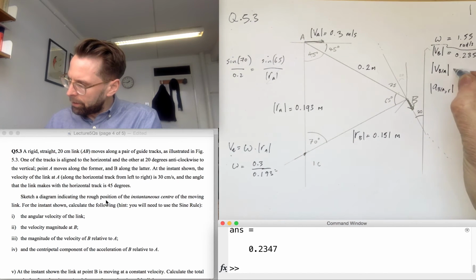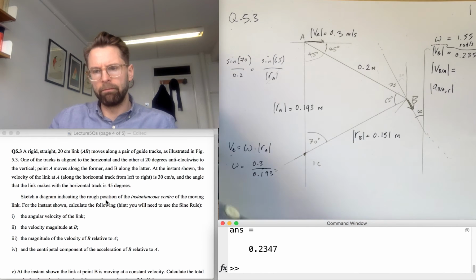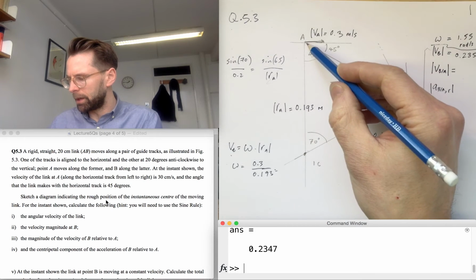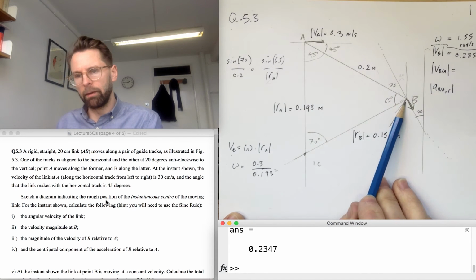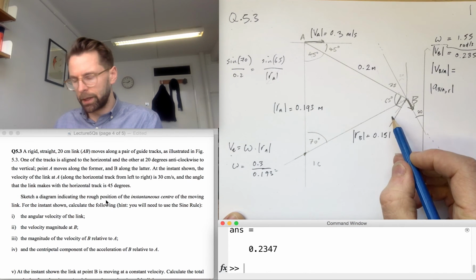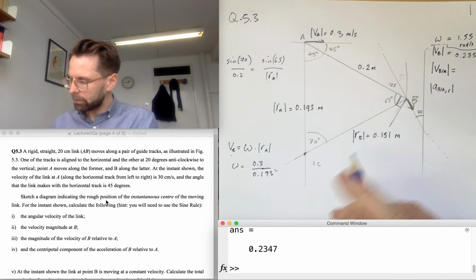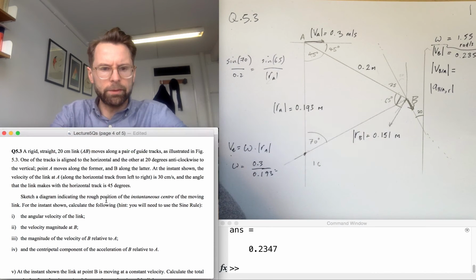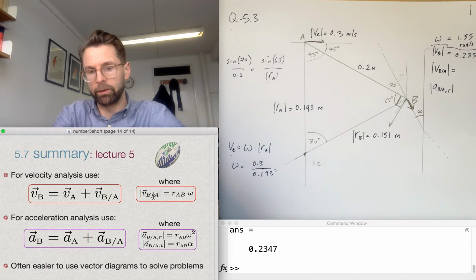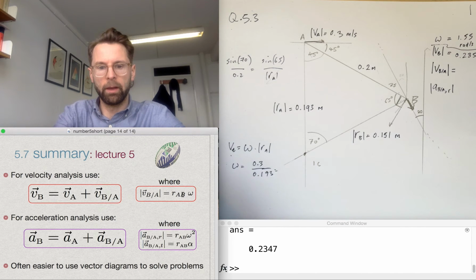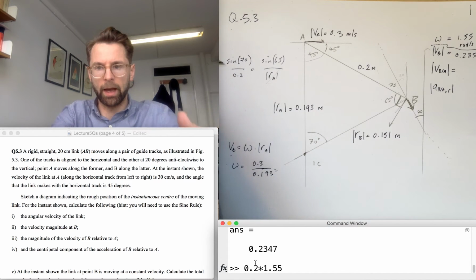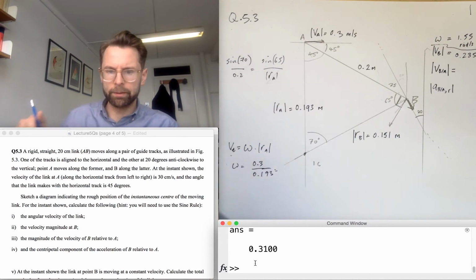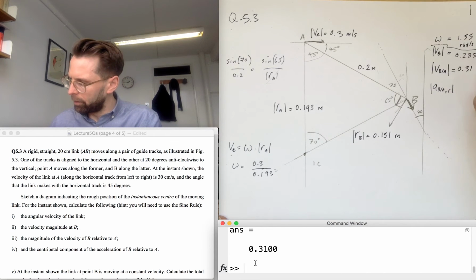And now it asks us for the velocity of B relative to A, and as I mentioned, the velocity of B relative to A has got to be perpendicular to the link AB. So it's like a fixed axis rotation of B around A. So that's 90 degrees. So this angle here would be 90 minus 65, whatever that is. And we know from our lecture notes that the magnitude of the velocity of B relative to A is the angular velocity of the link, which we've worked out earlier, multiplied by the length of the link, which is 0.2. So 0.2 multiplied by 1.55, which is the angular velocity we calculated up here, gives us 0.31 meters per second.